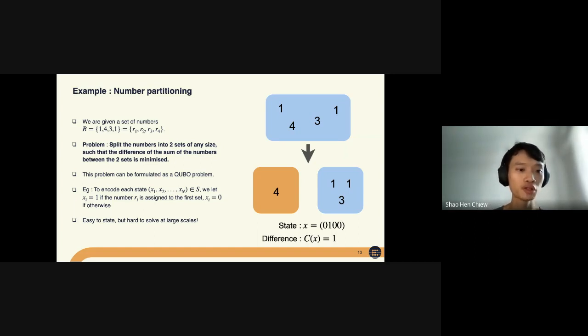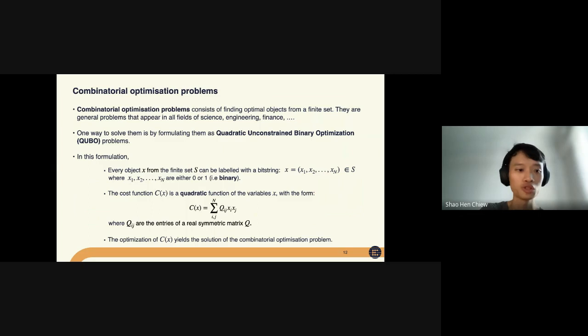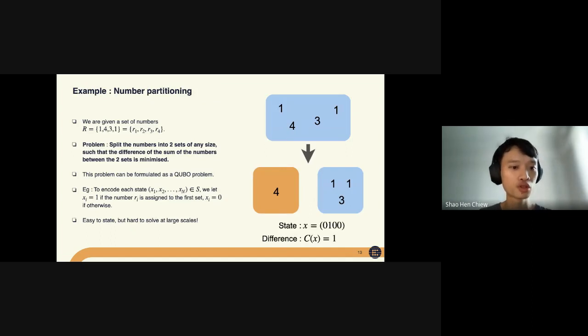It can be formulated as a QBO problem. So for example, to formulate this QBO problem, you will need to go back to this part over here. Firstly, find a way to encode the states of the problem as a bit string. And secondly, construct a kind of cost function which is quadratic and whose optimization leads to the solution of your problem. In this case, it would be the difference of the sums of the numbers between the two sets.